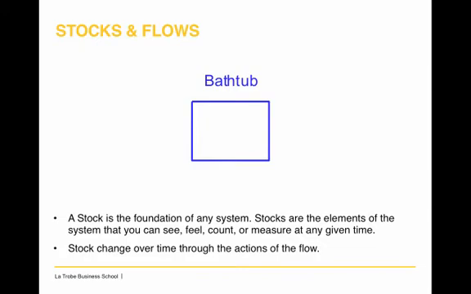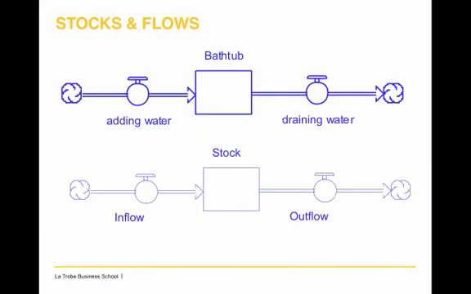A stock is the foundation of any system. Stocks are the elements of the system that you can see, feel, count, or measure at any given time, and they change over time. They either go up or down. So if you look at this bathtub example, the stock in the bathtub depends on how much water is entering the bathtub and how much is leaving. So basically, the faucet and the drain are the flows in this case.